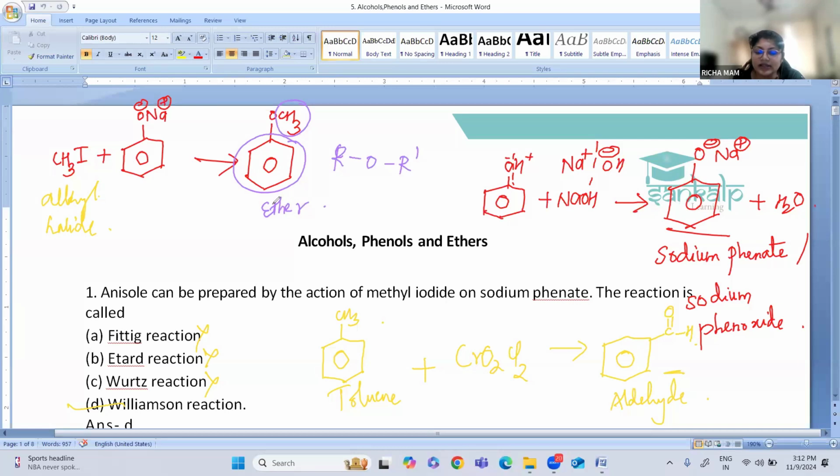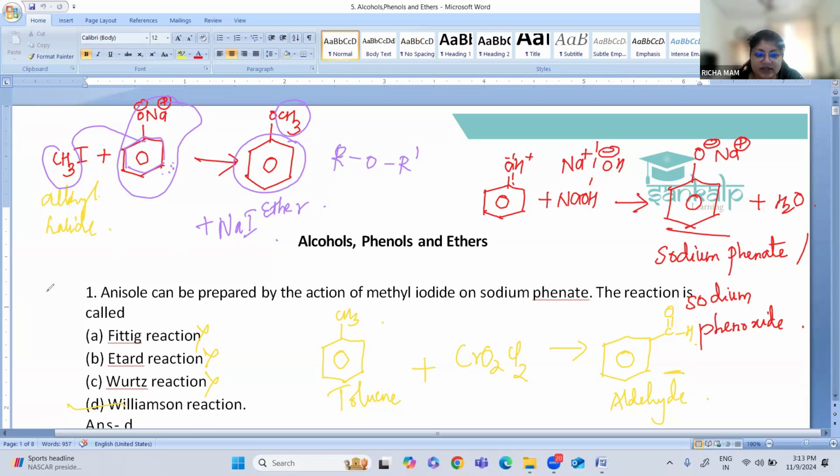In ether, what we are doing here is synthesizing the ether. This is Williamson ether synthesis. You are taking a sodium or potassium salt, and you are going to get plus NaI as the byproduct. Your CH3 will get attached to the phenoxide ion. So you are preparing your ether.